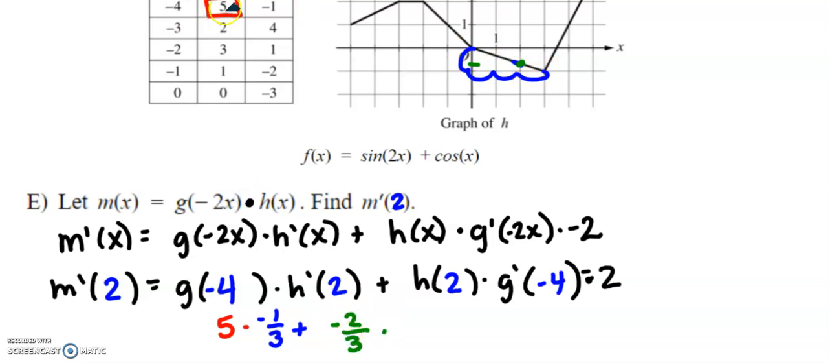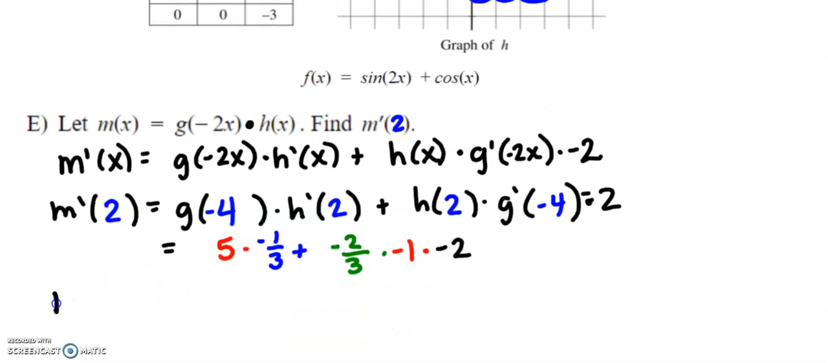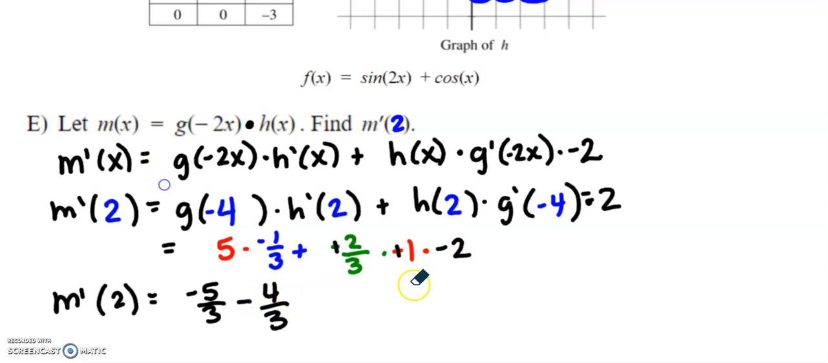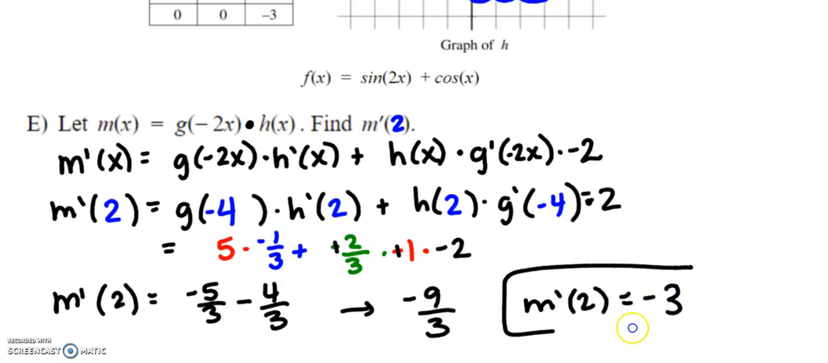G prime of -4 was equal to -1, and then we still had this -2 that was hanging out from our chain rule before. So in cleaning up our answer, remember we're not going to be scared of fractions. We get -5/3. This negative negative makes a positive, but we still have a negative overall. So minus 4/3, which really ends up being negative 9/3, which is nice and simplified to negative 3.